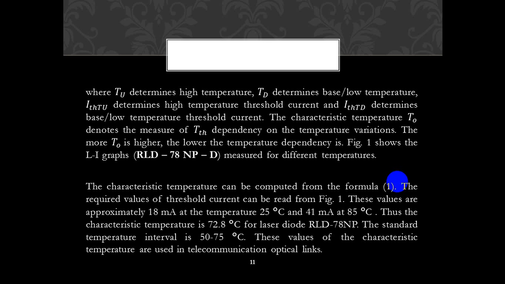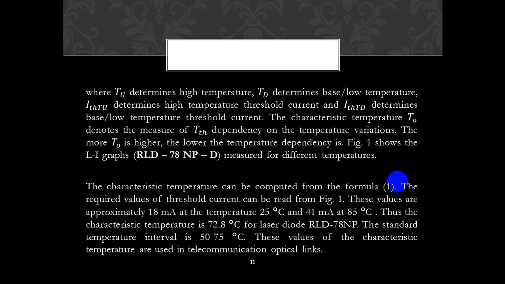The characteristic temperature can be computed from formula 1. The required values of threshold current can be read from figure 1. These values are approximately 18 milliamperes at the temperature 25 degrees centigrade and 41 milliamperes at 85 degrees centigrade. Thus, the characteristic temperature is 72.8 degrees centigrade for laser diode RLD-78NPA.